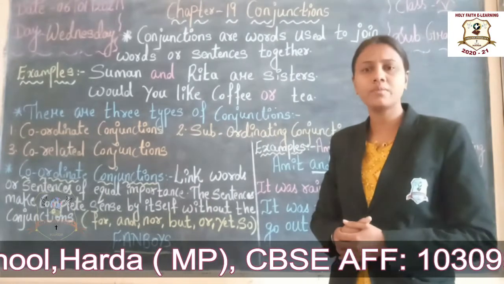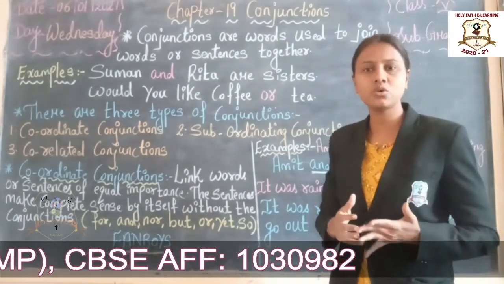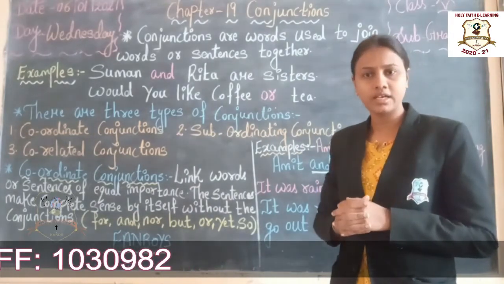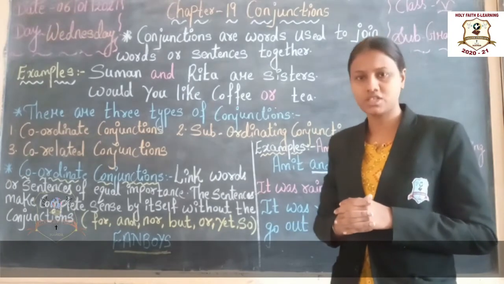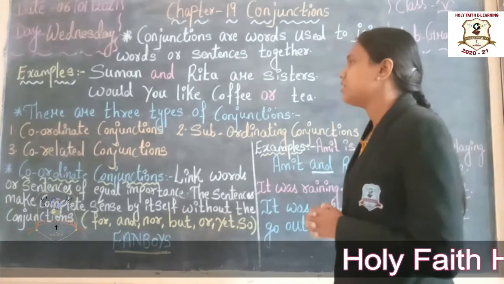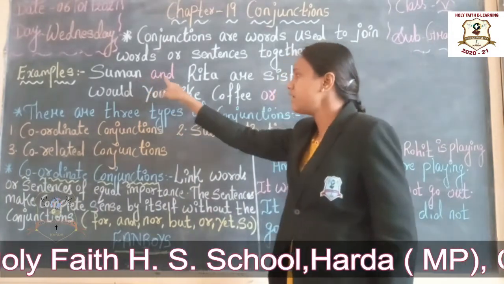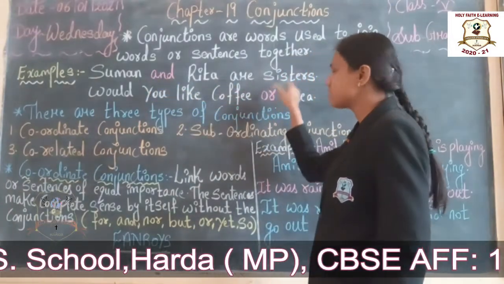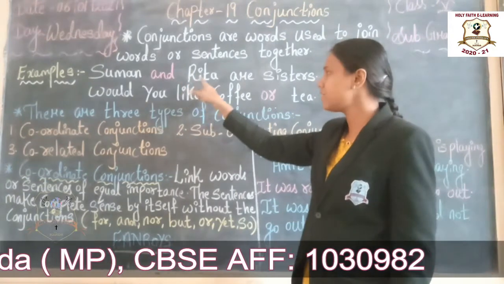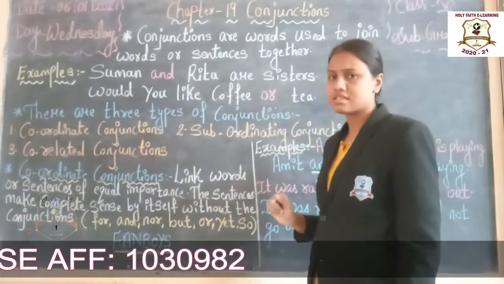वो word जो आपस में words और sentences को क्या करते हैं, जोड़ते हैं. Those words are known as conjunctions. Okay, clear? Now let's see the example. Here the example is: Suman and Rita are sisters.